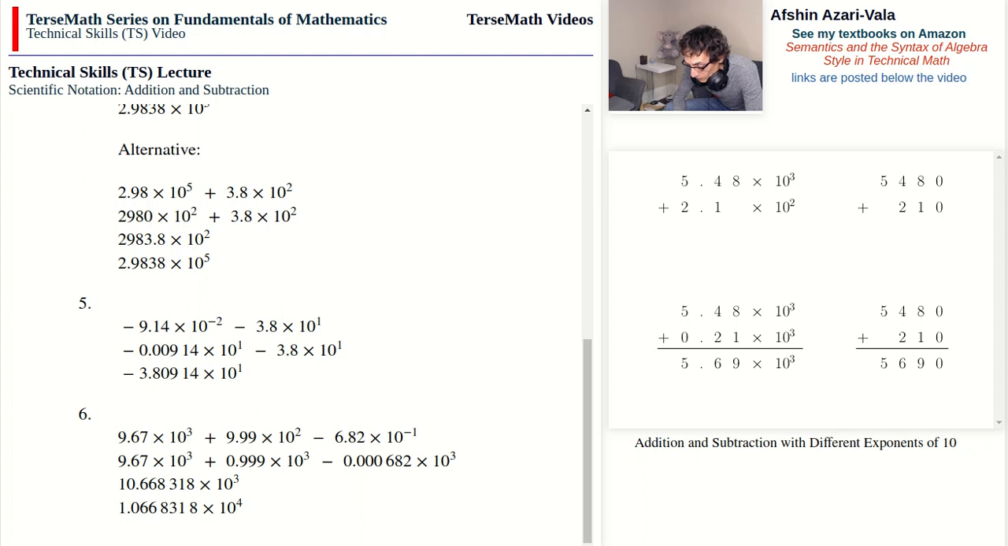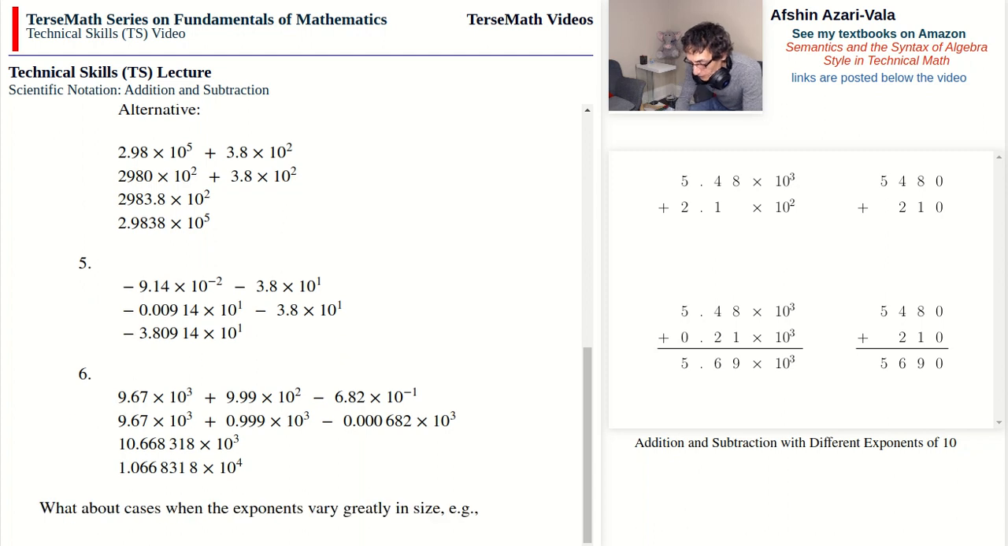Now, one more thing to keep in mind, by the way, is that such an answer, as we discussed in an earlier video, would be rounded. Like, this is too many significant digits, of course. Perhaps to something like 1.07 times 10 to the power of 4. This one as well would be rounded to perhaps negative 3.809 times 10 to the power of 1.